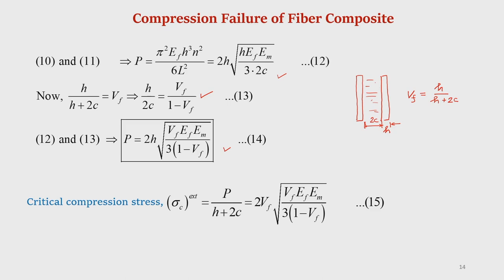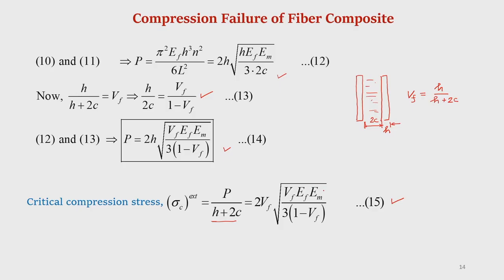Okay. So, P is the load. So, what is the compression stress? Compression stress is nothing but, again for unit width, P by area. So, H plus 2C into area. So, we get this as the expression for the critical compression stress at which the fiber micro buckling will take place. Therefore, in fiber composites, this is the stress, and you can clearly see this is a function of Young's modulus of the fiber, Young's modulus of the matrix and the volume fraction. Okay. This is because it is due to extensional mode.